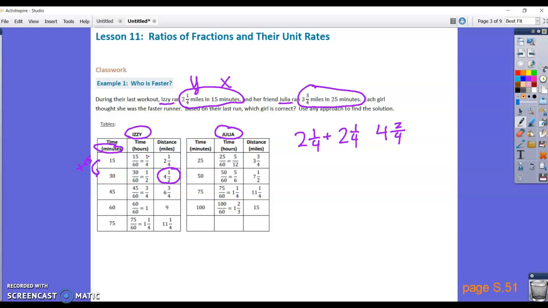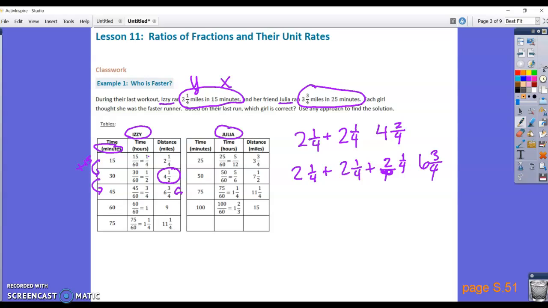So then we increased another 15 minutes. So we were going 2 1/4 plus 2 1/4 plus another 2 1/4. So it's 2, 4, 6, and 1, 2, 3. So 6 3/4 is where they're getting the next amount.